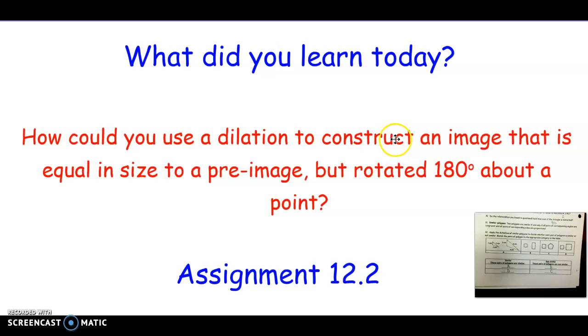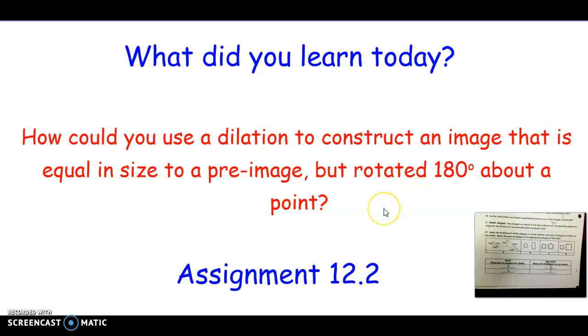But for them to be congruent, the dilation scale factor has to either be 1 or -1. So in this case, we would need to use a scale factor of -1. It would still be equal in size to the pre-image, but it would be rotated 180 degrees around that point of dilation.